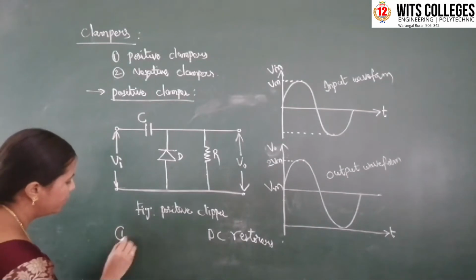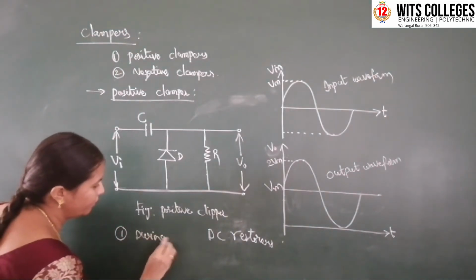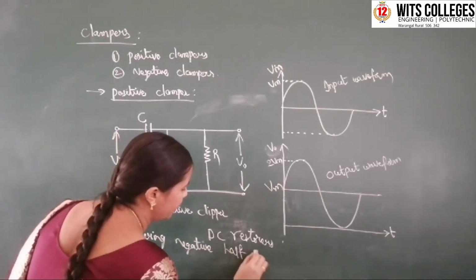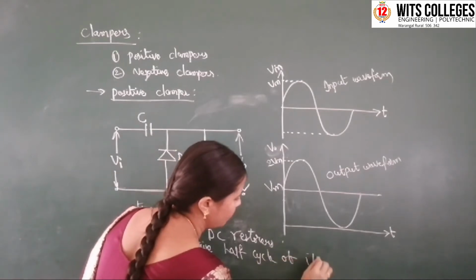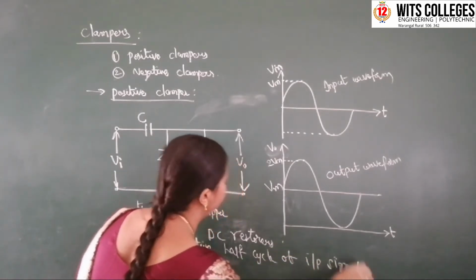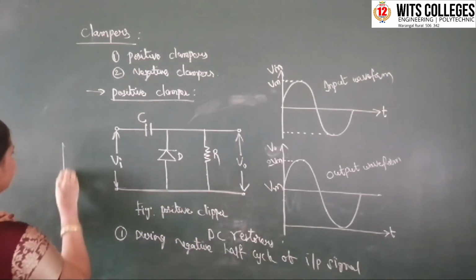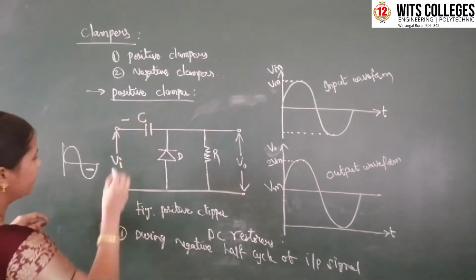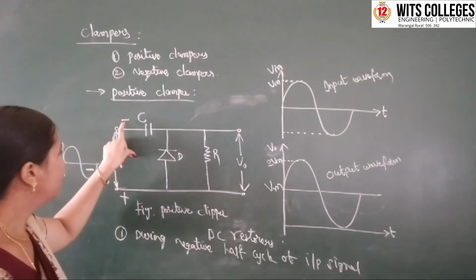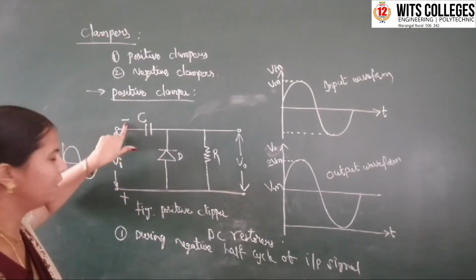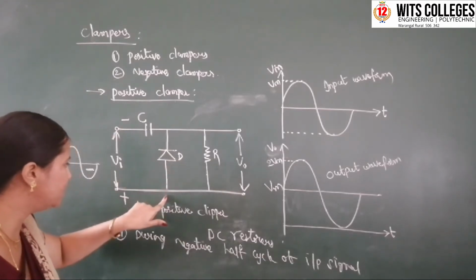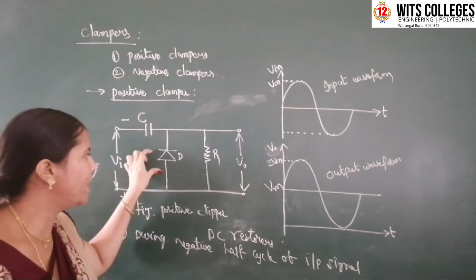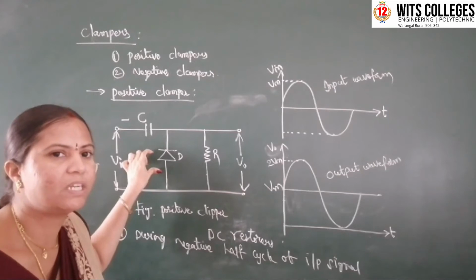During the negative half cycle of the input signal, what will happen? This is the input signal. During the negative half cycle, here the terminal becomes negative and here it becomes positive. So the diode cathode terminal is connected to the negative terminal of the battery, and the diode anode terminal is connected to the positive terminal of the battery, which means the diode is in forward biased mode. In forward biased mode, the diode acts as a short circuit, that means a closed circuit.